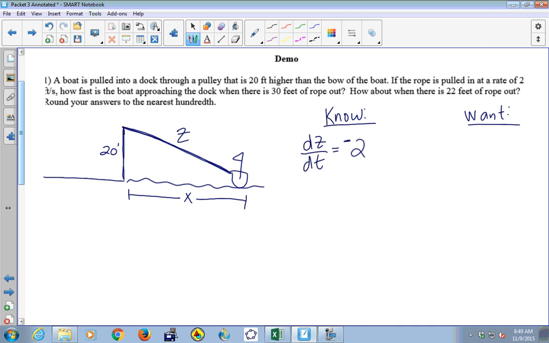And then what I want is how fast is the boat approaching the dock. So I would like to know how fast x is changing. So how do I translate to a calculus statement the rate of change of x? dx/dt. So what I want is dx/dt, and I want that at a specific moment in time. When?